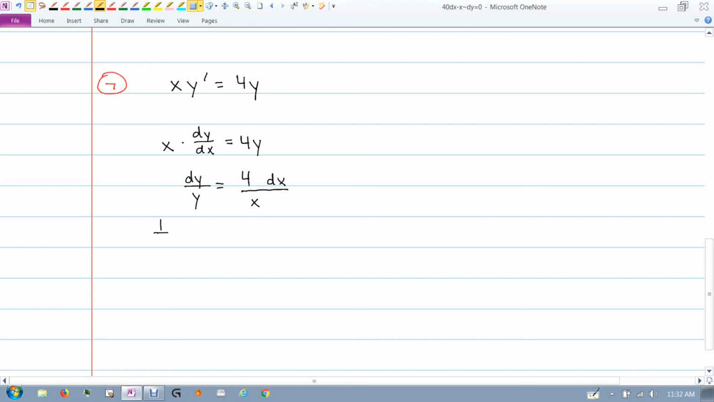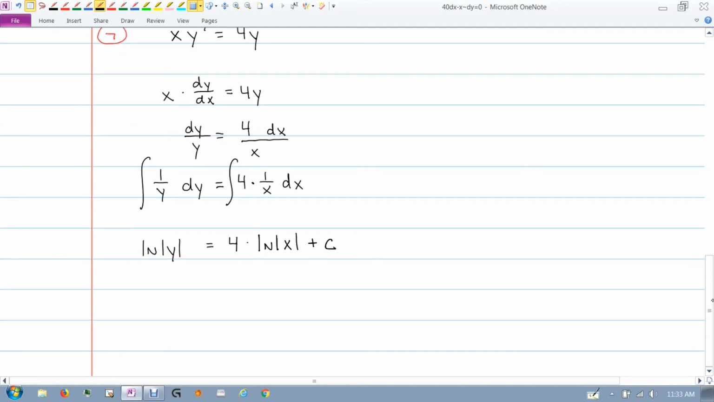Alright, so we really have something that looks like this. 1 over y dy equals 4 times 1 over x dx, something like that. And now what we can do is integrate both sides, and on the left side, notice that we have natural log absolute value of y. That is the antiderivative of 1 over y. On the right side, we have that constant 4, and then the antiderivative of 1 over x is natural log of the absolute value of x, and then we have plus some constant. Now you can call it c or c1, whatever you want. I'm just going to call it c this time.